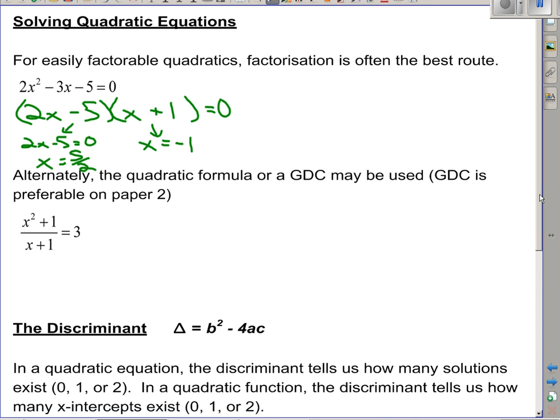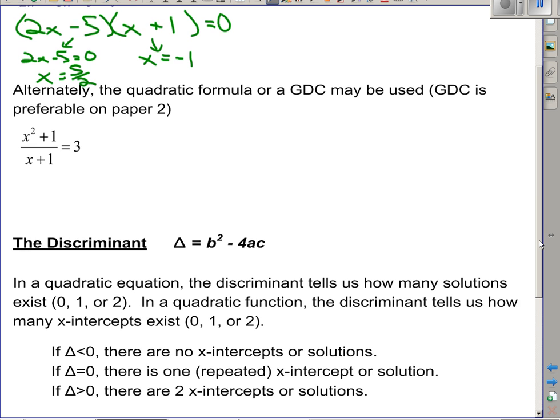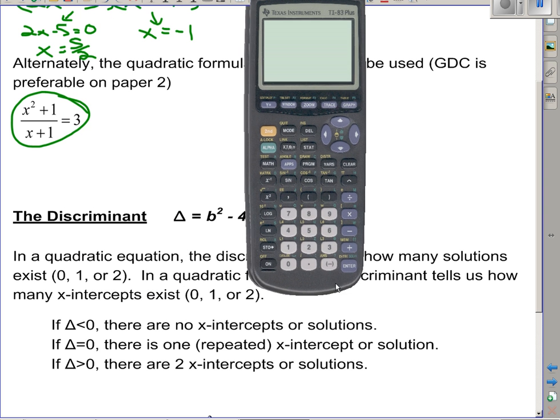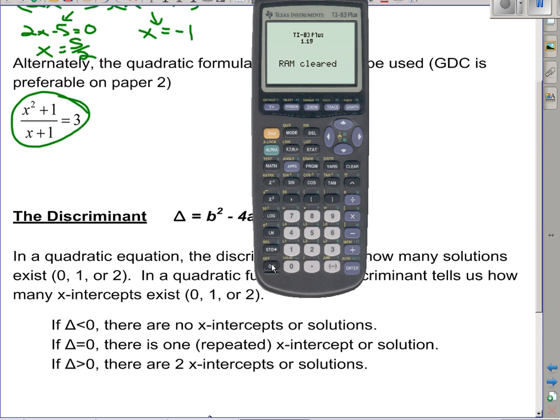Okay, if they can't be factored, or if you're having trouble factoring them, you can always use the quadratic formula or your GDC. So if we were talking about paper 2 and we saw this question, really I would be inclined to just graph it. Make sure I put it in carefully. x squared plus 1 divided by brackets x plus 1. Okay. My right side is 3.